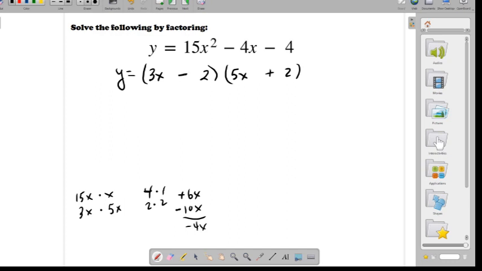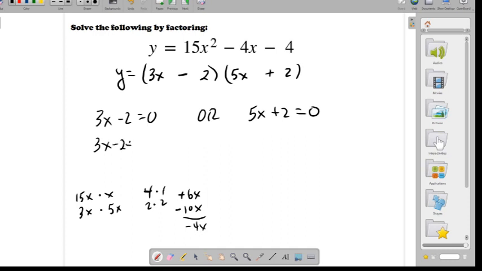3x times 5x is 15x squared. 3x times 2 is 6x. Negative 2 times 5 is negative 10x. Those add up to negative 4x. And negative 2 times positive 2 is negative 4. So we set 3x minus 2 equal to 0. Or 5x plus 2 equal to 0.